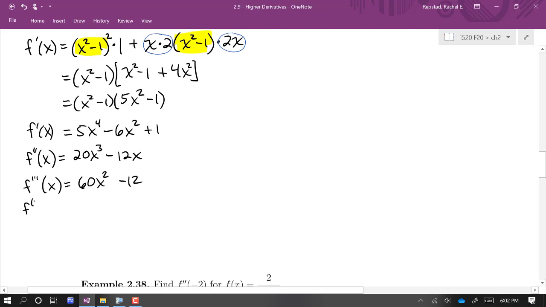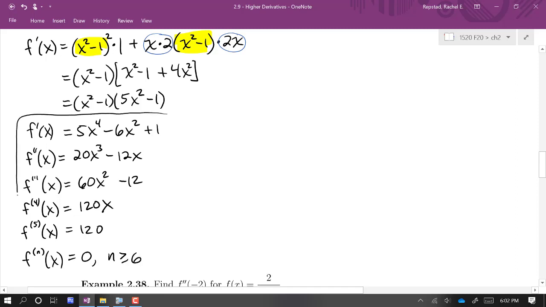The fourth derivative is 120x. The fifth derivative is 120. And now the sixth derivative is where we get to 0. And so the way I'm going to write this, because it's the sixth derivative that's 0 and all the rest of them, right? The seventh derivative, the eighth derivative. So I'm going to write that this way. I'm going to say the nth derivative of x is equal to 0, where n is greater than or equal to 6. And here's all of the derivatives of the given function.